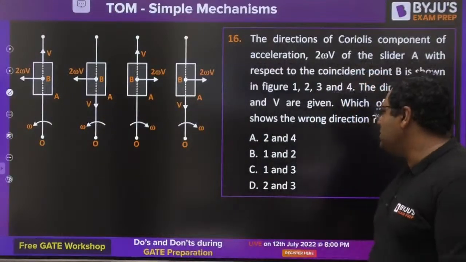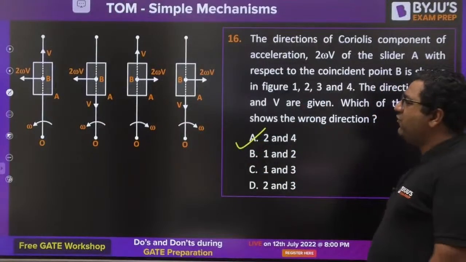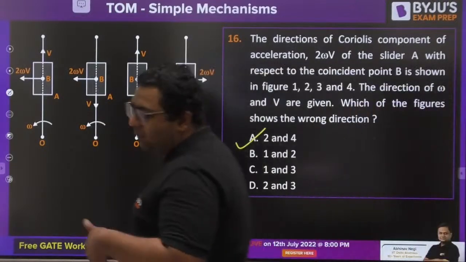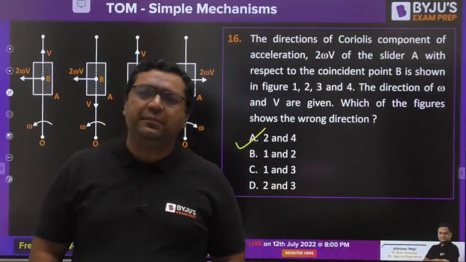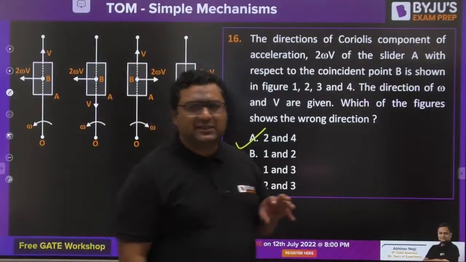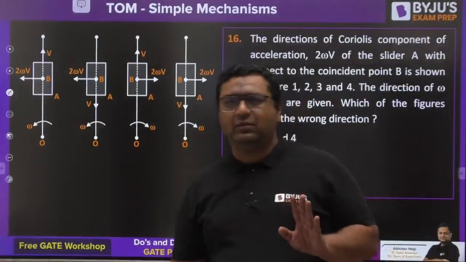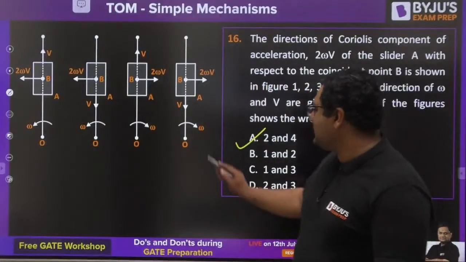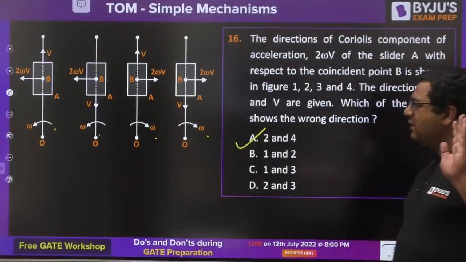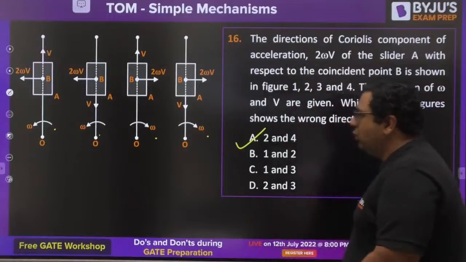So guys, answer for this is A. So my dear, first of all, you must be aware that Coriolis component is always coming for the slider motion. The slider which is sliding on a link which is already in rotation. So you can see in all the cases links are in rotation. So Coriolis component will come for the slider. And the magnitude is 2v omega, that is also true.